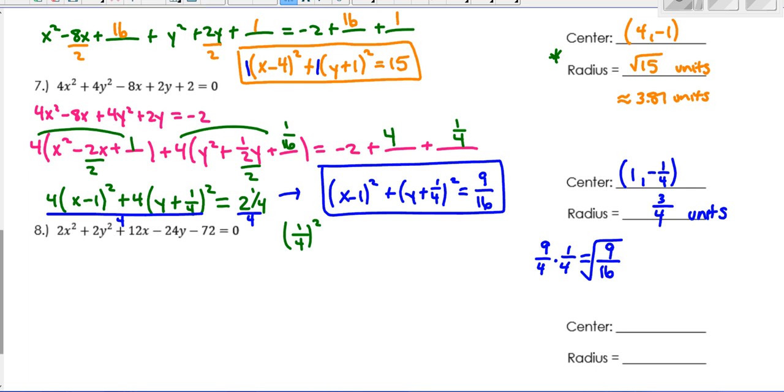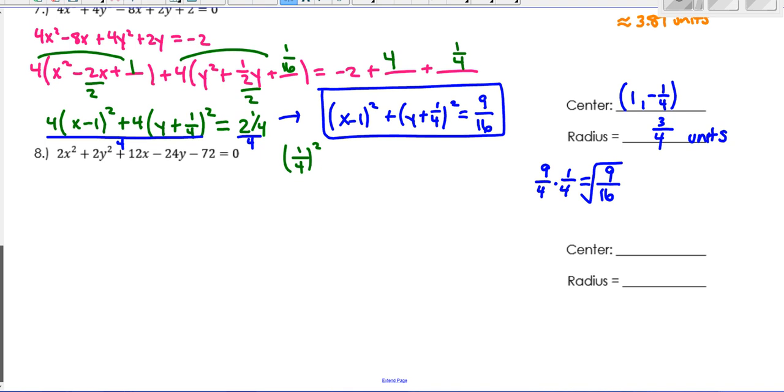This one's a little lengthy too. Anytime you have coefficients in front of your x squared, this is what's going to happen. I want to start you off by saying, you can see that in this problem, everything is divisible by 2. You have 2x squared, 2y squared, 12x, 24y, 72. You cannot start by saying this whole side divided by 2 and this whole side divided by 2. If you do, you're going to end up with the wrong answer in the end.